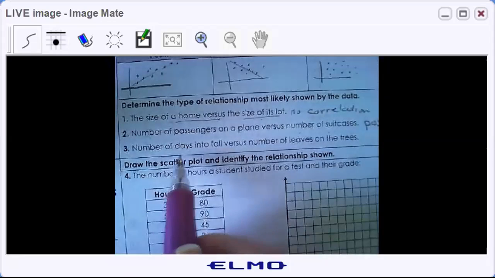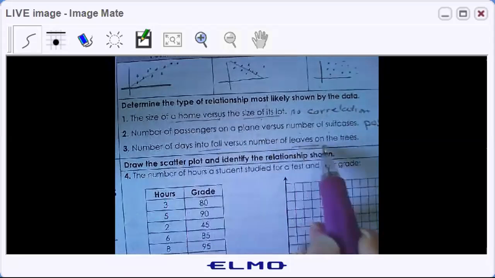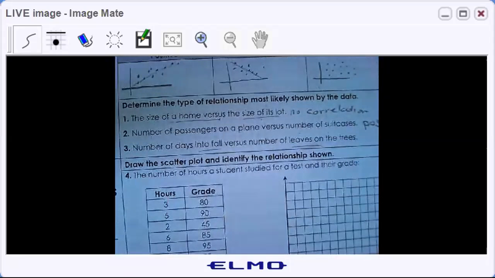Okay, the number of days in fall versus the number of leaves on the trees. Let's think about this. When October comes, the leaves start changing. Middle of October, half the trees have leaves, half the trees don't have leaves. Are we further into fall when we get to the middle of October?